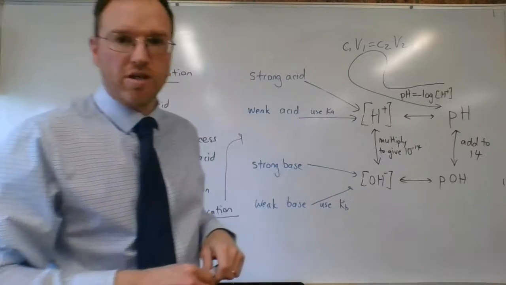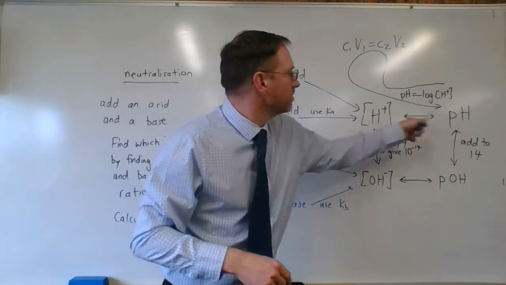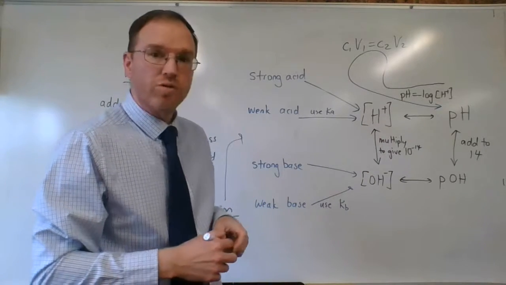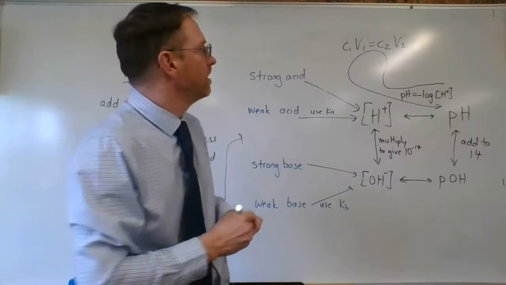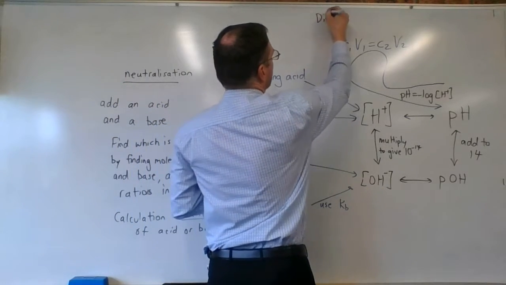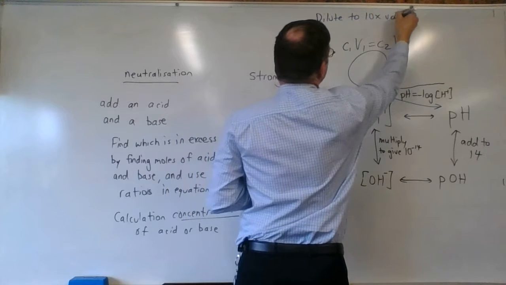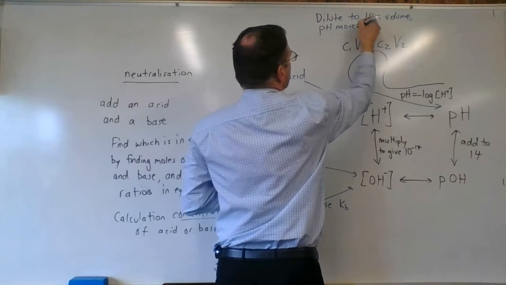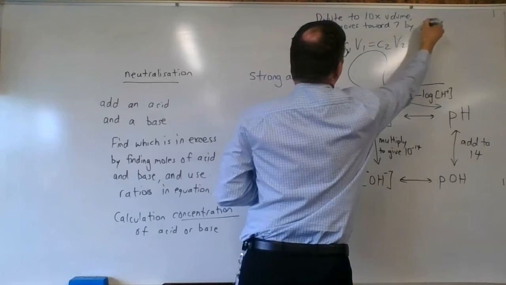Exactly the same with hydroxide ions. One more trick, because of the way the pH scale works, often dilution questions are deliberately given in multiples of 10, so you can take a shortcut. If you dilute to 10 times the volume, the pH moves towards 7 by 1.